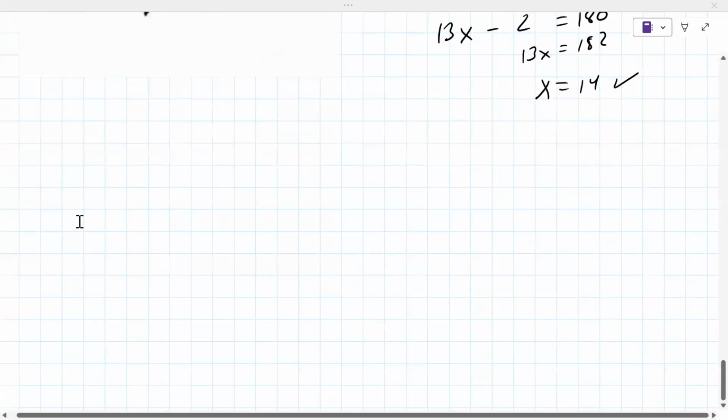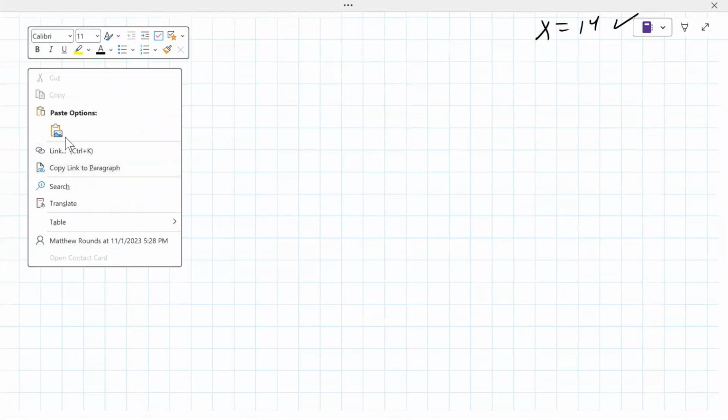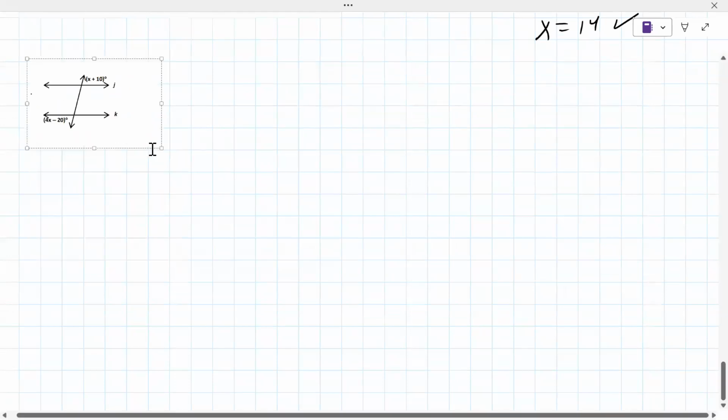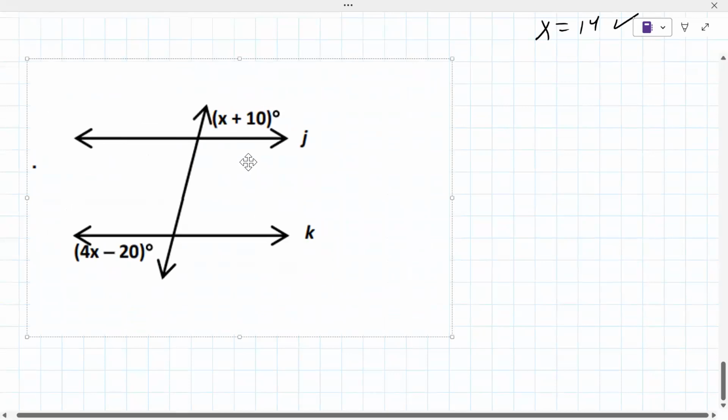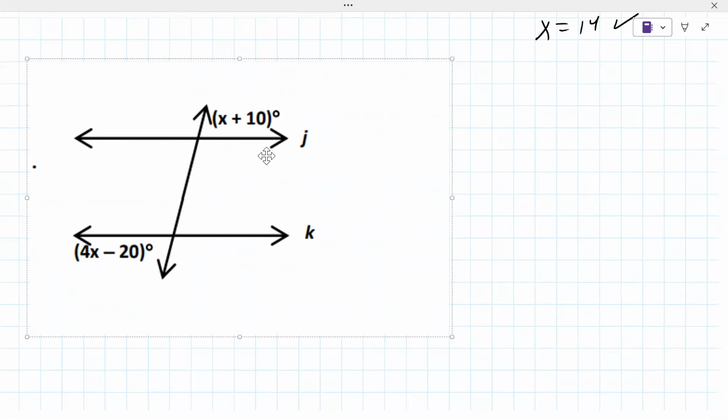All right, here is another problem for us to look at. What type of angles are these? Alternate exterior. Yes. Are they congruent or do they add up to something? Congruent. They are congruent, yes. So could you set those equations equal to each other and solve for x?